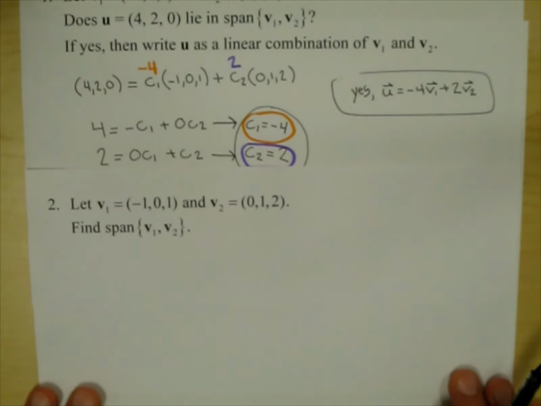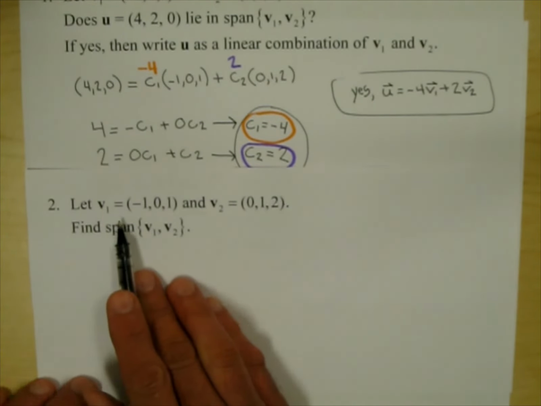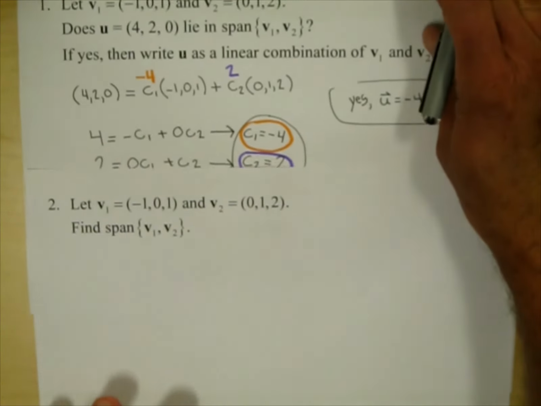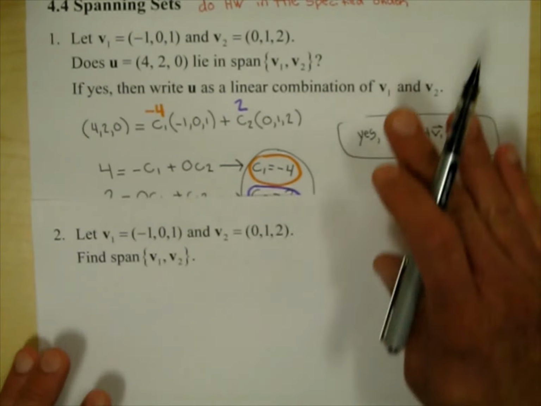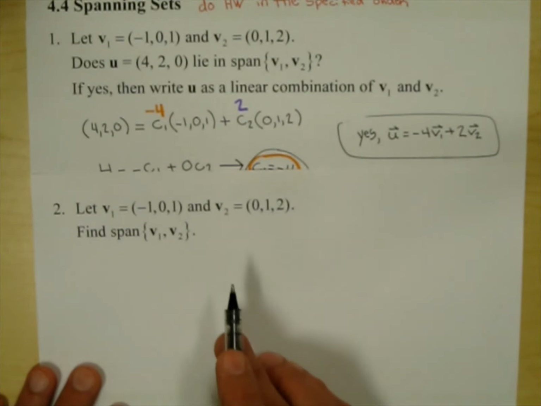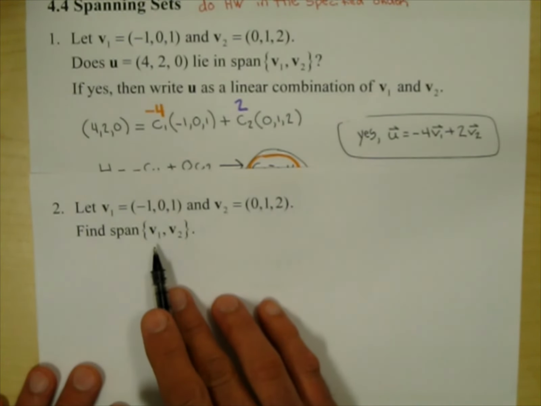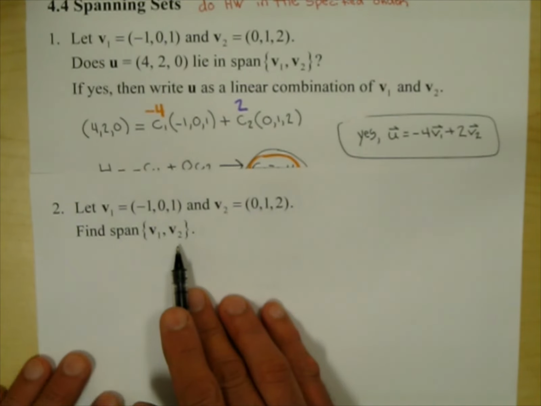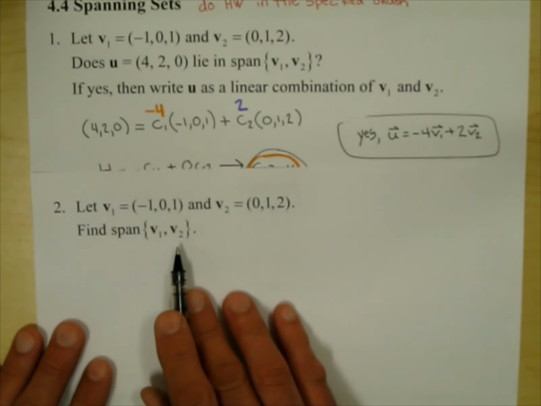We'll just put this like this. Let V1, okay, so we have the same V1 and V2 as the original problem. Let me just do that there. And then they're asking me to find the span of V1, V2. Okay, so what is the span of that?